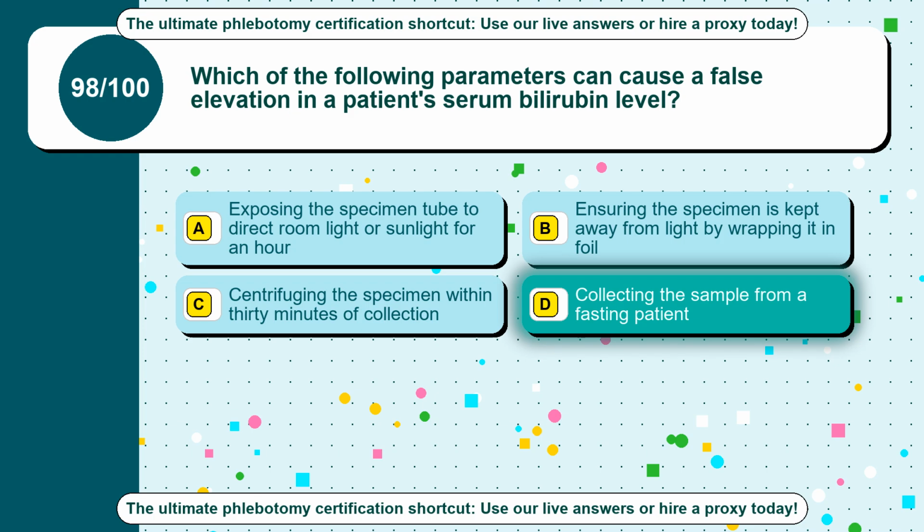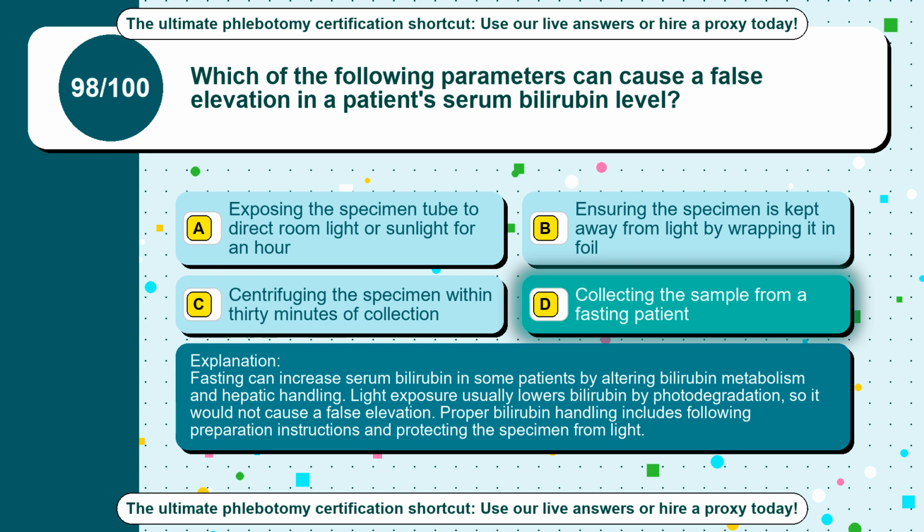Collecting the sample from a fasting patient. Fasting can increase serum bilirubin in some patients by altering bilirubin metabolism and hepatic handling. Light exposure usually lowers bilirubin by photodegradation, so it would not cause a false elevation. Proper bilirubin handling includes following preparation instructions and protecting the specimen from light.